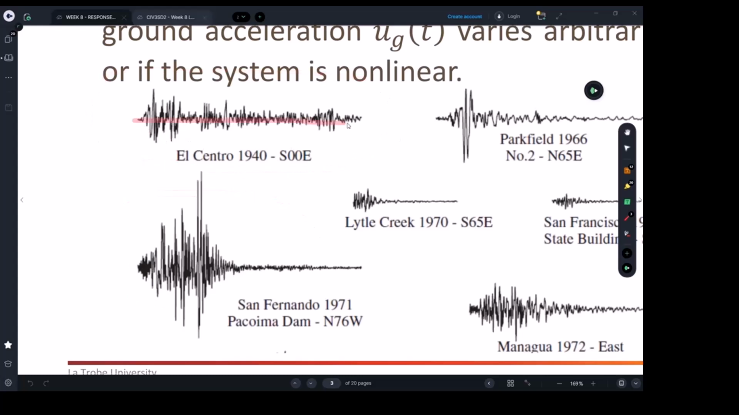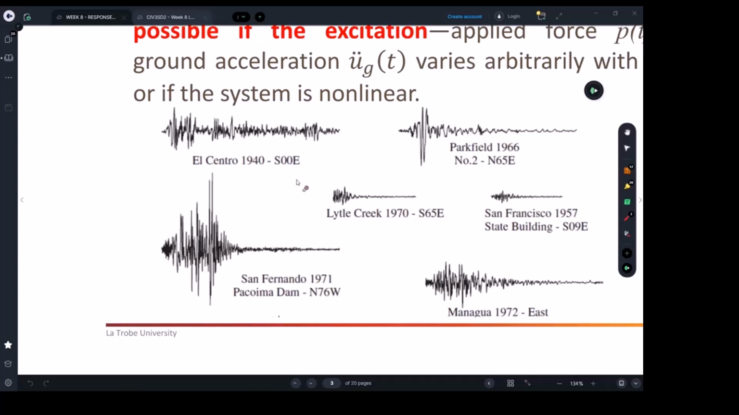By the way, the horizontal axis here is the time, and the vertical axis can be acceleration or velocity or displacement. But with those real-world ground excitations, the vertical axis is the acceleration, and the horizontal axis is the time. So what I'm trying to say is that with the harmonic motions or pulses, we have defined synthetic ground excitations which we can model or simulate by an equation.